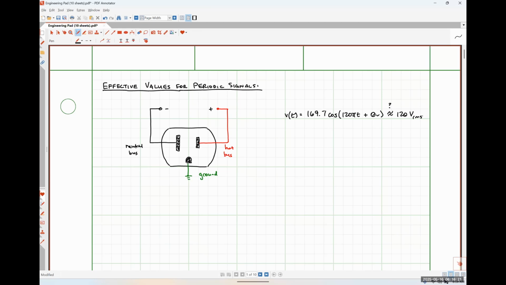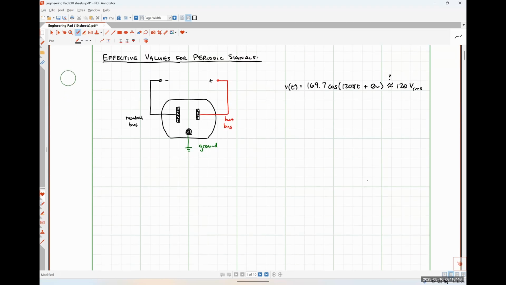RMS stands for root mean squared. And here in a couple of minutes, when we introduce some math, we'll figure out why we're calling these RMS voltages and all of that kind of good stuff. So that 120 volts RMS is the effective value of that periodic voltage waveform, okay? So I want to give you guys kind of a formal definition for what an effective value is here, okay?